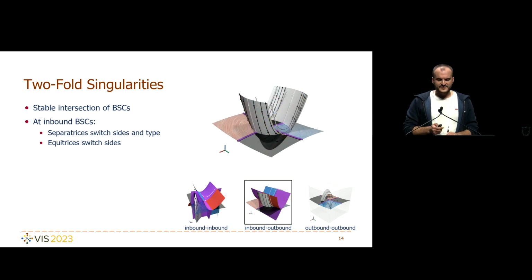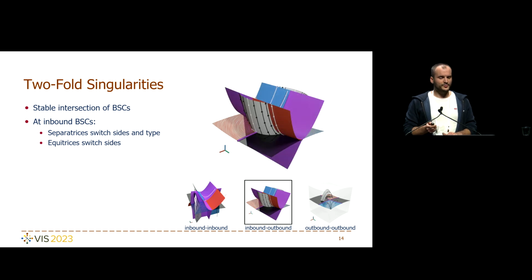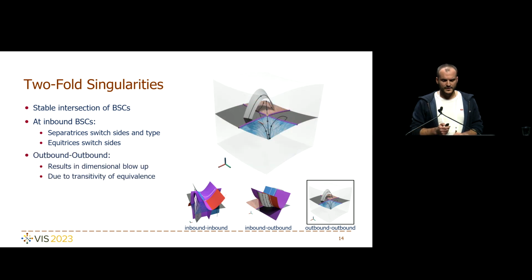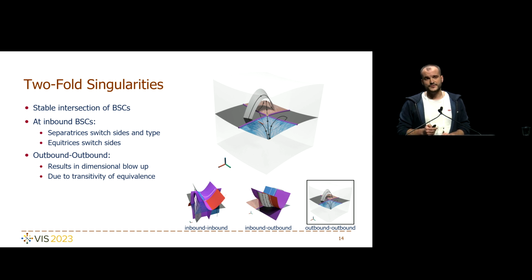The inbound-outbound case displays less separating structures. This is due to the outbound boundary switch curve, which does not induce separating properties. As for the outbound-outbound case, this usually results in a dimensional blow-up, which means that the stream sets become volumes due to the interaction of the discontinuities and the transitivity of the equivalence class relation.